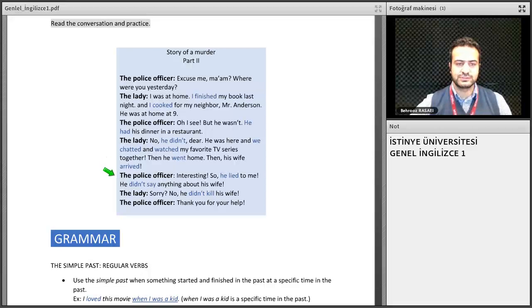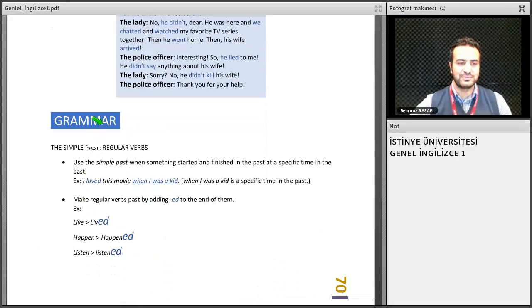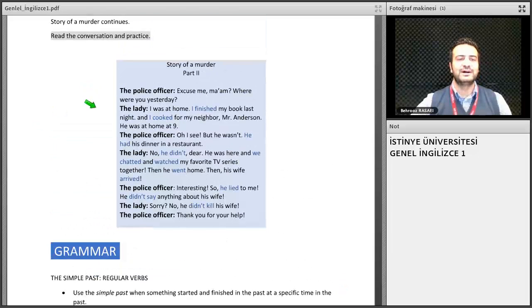The police officer says, interesting. So he lied to me. He didn't say anything about his wife. The lady says, sorry. No, he didn't kill his wife. The police officer says, thank you for your help. So, the story of a murder continues to part 3, but here is the end of it.